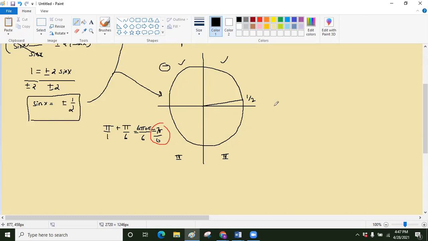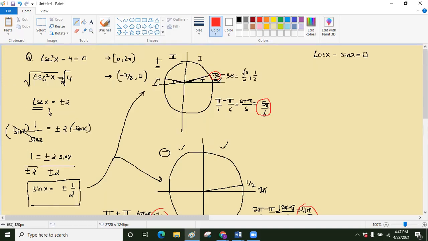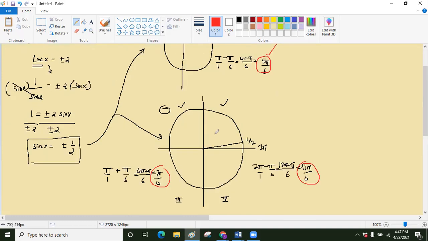For the fourth quadrant, it is essentially the same process. We recognize that we have 2 pi, and 2 pi minus pi over 6 gets us into the fourth quadrant. That is 12 pi over 6 minus pi over 6, so that's 11 pi over 6. So we have these solutions: pi over 6, 5 pi over 6, 7 pi over 6, and 11 pi over 6.